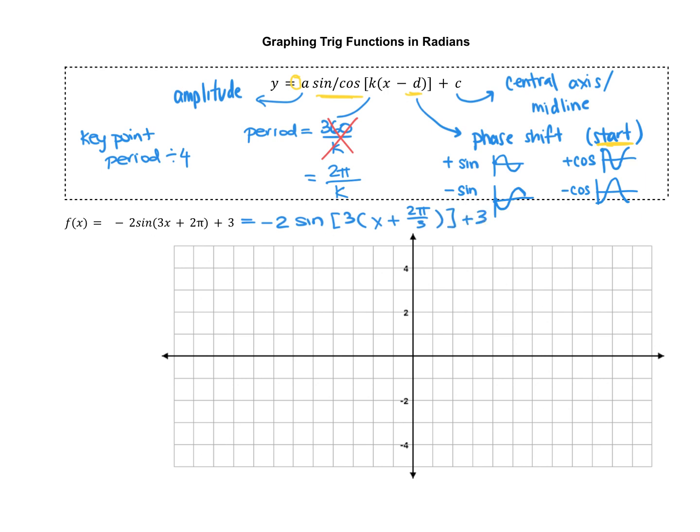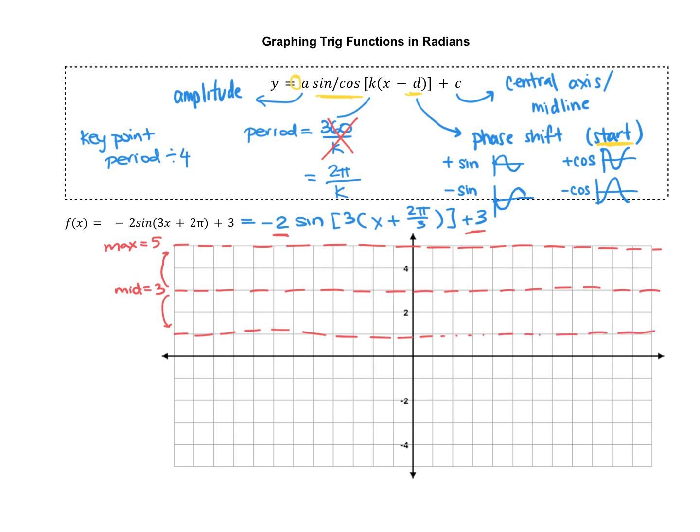Now, I know that my midline is going to be at 3. So I'll draw that in. I know my amplitude is 2, which means my maximum is going to be 2 above, so at 5. And the minimum is going to be 2 below, so at 1. And now we have boundaries as we create our points in our function.